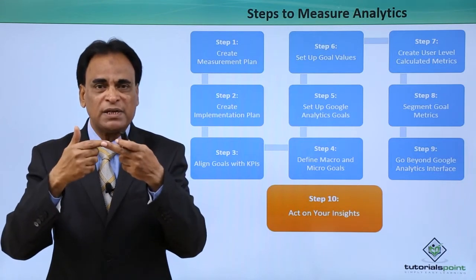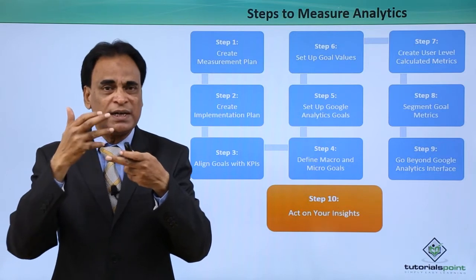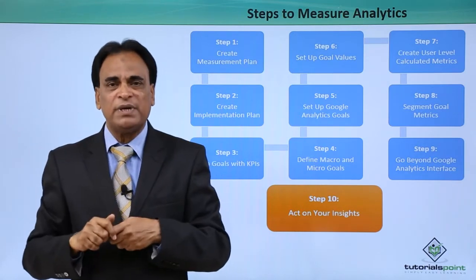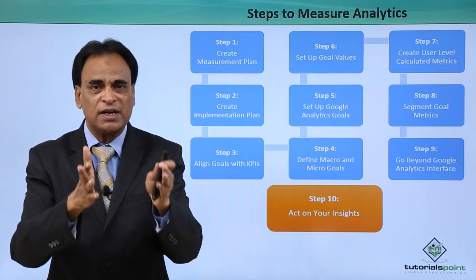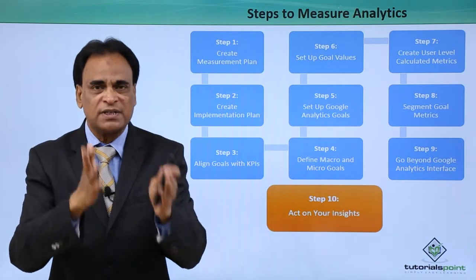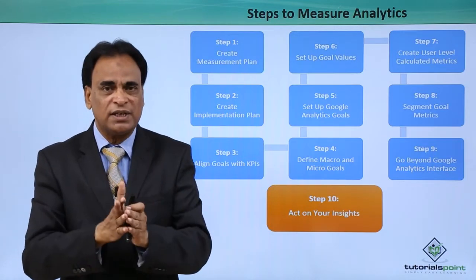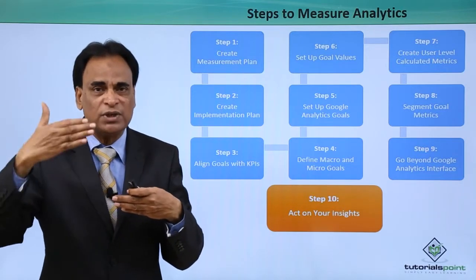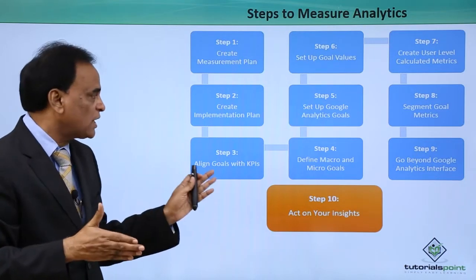The implementation plan includes your goals, your objectives, what is the conversion rate that you are looking at. Then comes aligning goals with your key performance indicators. What are your goals that you want to achieve as far as your website performance is concerned regarding the services, solutions and products that you are selling? Those goals have to be aligned with the key performance indicators. What are the key performance indicators that you have set as far as your goals are concerned?